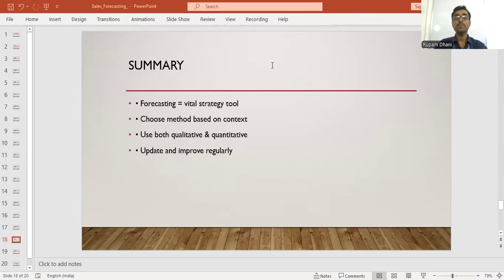To summarize, sales forecasting is a vital strategic tool for any business. The key is to choose the most appropriate method based on your specific context and available resources. Often the most robust forecasts result from combining both qualitative and quantitative approaches. And remember, forecasting is an ongoing process. You must continuously update and improve your forecast, because always remember that the market is volatile and uncertain.